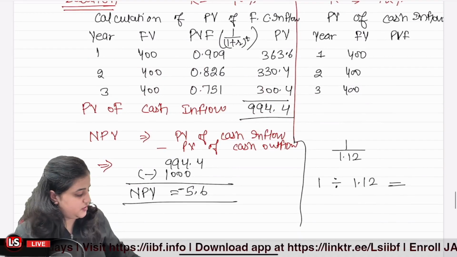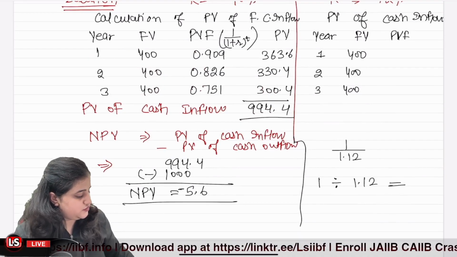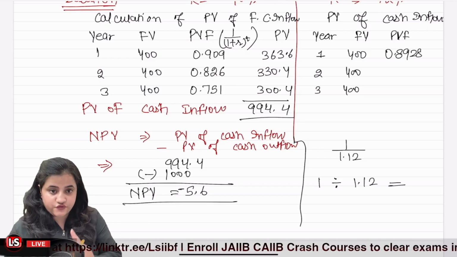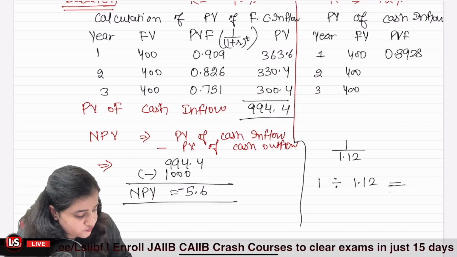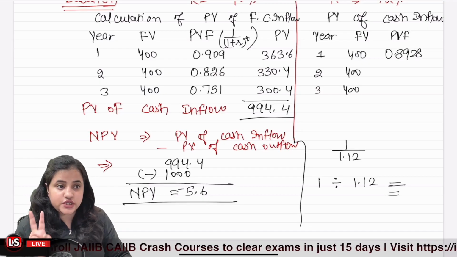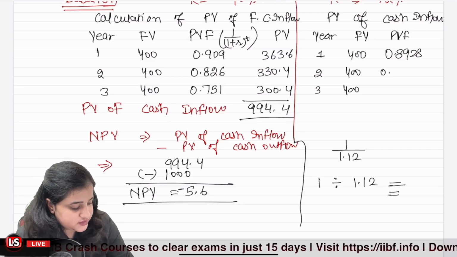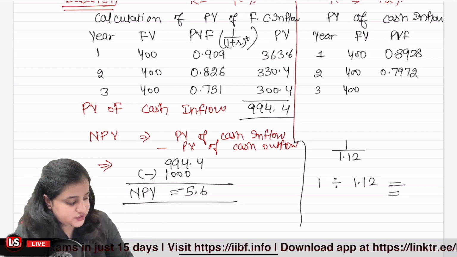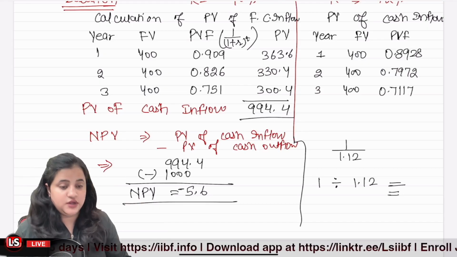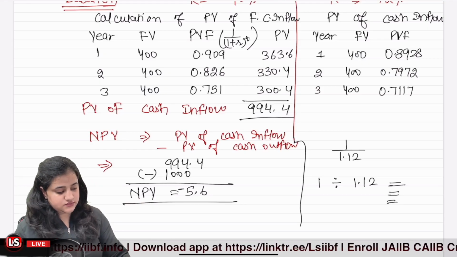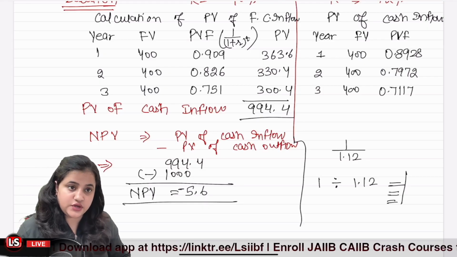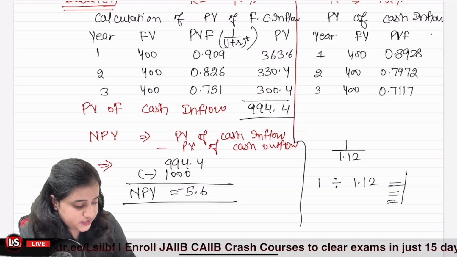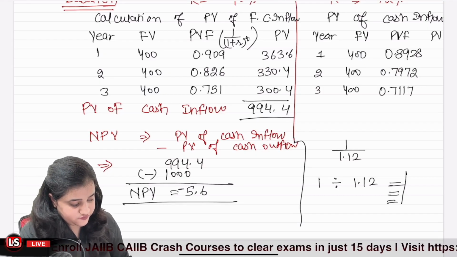Okay, now solve it with me. 1 divided by 1.12 is equal to 0.8928. This is the PVF for year 1. Then press equal to one more time, you will get PVF for year 2. That is 0.7972. Then press equal to one more time and you will get PVF for year 3, that is 0.7117. So you're clear on that? Now this is how we calculate the discounting factor on calculators. So you need to learn these small tricks so that you can solve questions quickly in exam. So what will be the PVF?